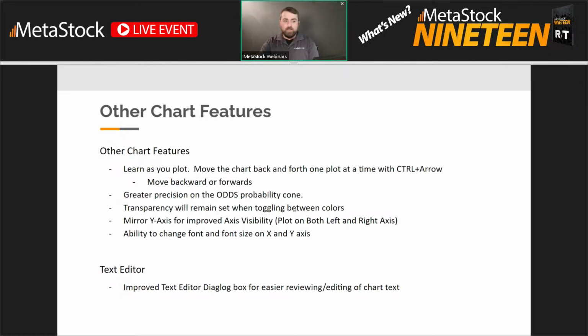Transparency will remain set when toggling between colors. So that's a nice little improvement some people asked for. You can mirror the y-axis for improved access visibility. So you can have it on both the left-hand side and the right-hand side. I also really like that if I'm using like the volume by price, it's nice to have the price actually showing on both sides of my chart.